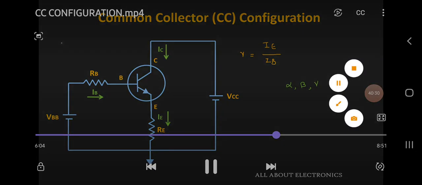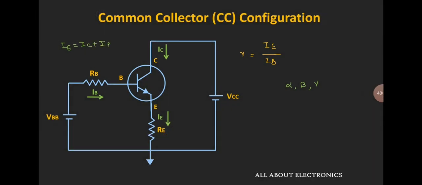So now let us find out the relationship between this alpha, beta and gamma. Now we know that this emitter current IE can be given as IC plus IB. That means this gamma is equal to (IC plus IB) divided by IB. And if we neglect the reverse saturation current, then this collector current IC can be approximately given as beta times IB. That means gamma is equal to IC divided by IB plus 1, and that is equal to beta plus 1. That means gamma is equal to beta plus 1.